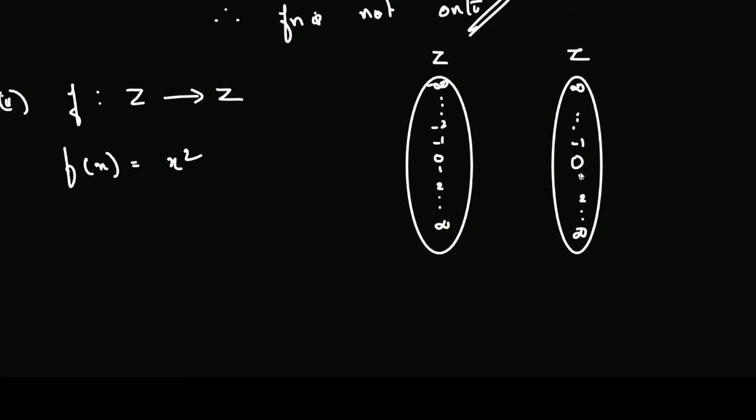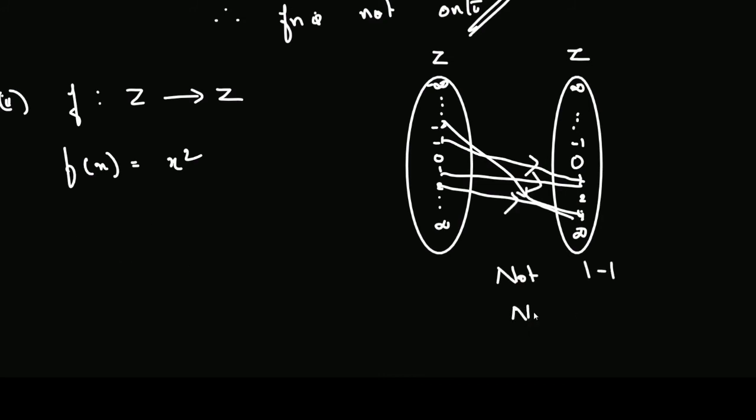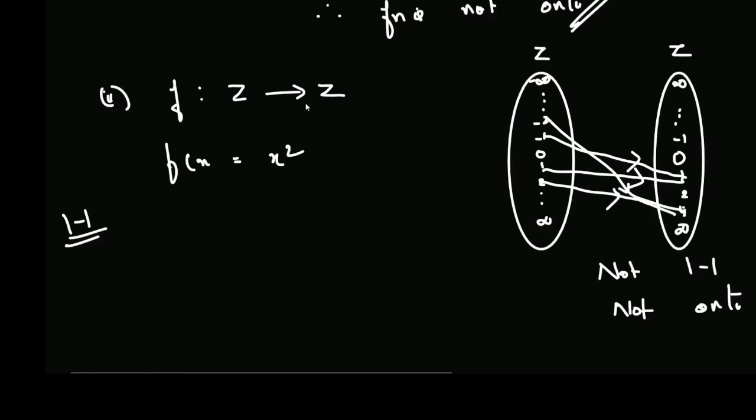Minus 1 if you square, you will get 1. Plus 1 you square, 1. Can you see that? Plus 2 you square, you get 4. Minus 2 also will give you 4. So it is very clear it is not 1 to 1. So let us prove it now. It is not onto also, you know.